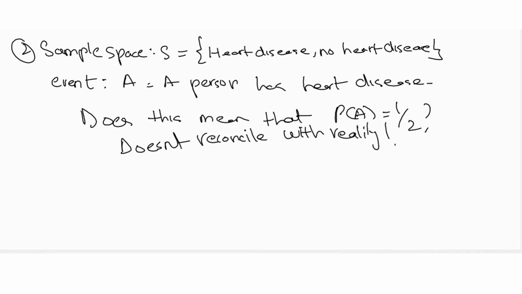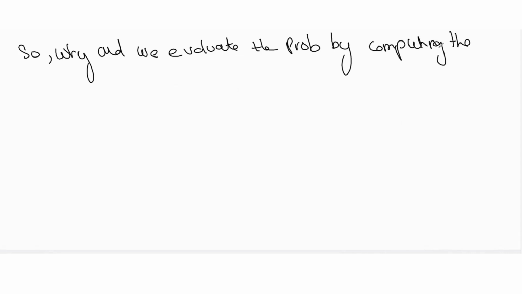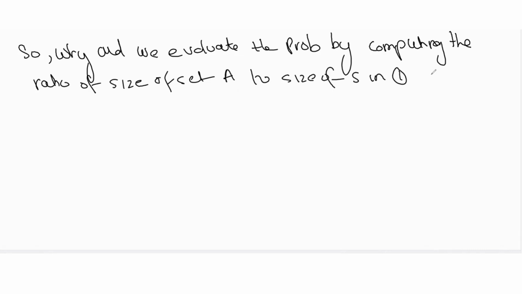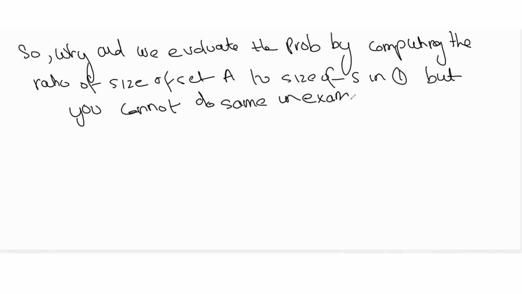So now the question arises, why did we evaluate the probability by computing the ratio of size of set A to size of S in example 1? Over there, we did number of favorable by total possible outcomes, but you cannot do the same in example 2. In example 2, you can't compute the probability as the ratio of size of set A to size of S. So this is the question you want to answer.